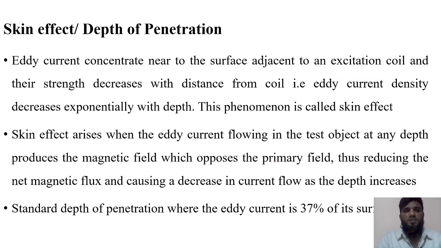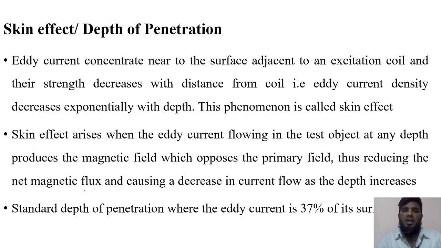Next is depth of penetration. The eddy current concentrates near the surface adjoining the excitation, where it is excited. If you are bringing it near the surface, you will get only surface excitation. If you are taking it too close, it will go deep. Okay, the strength decreases with the distance from the coil, that is, eddy current density decreases exponentially with the depth. This phenomenon is called skin depth.